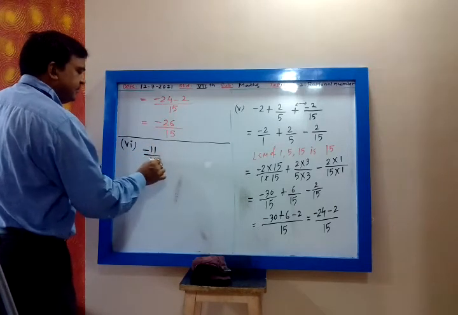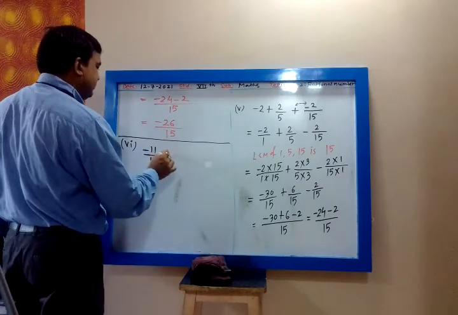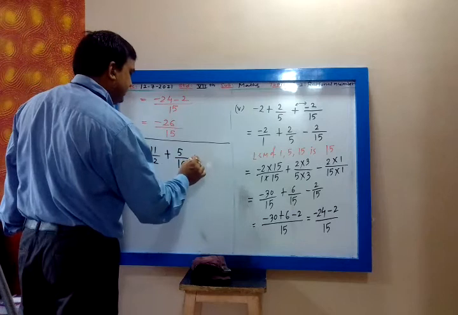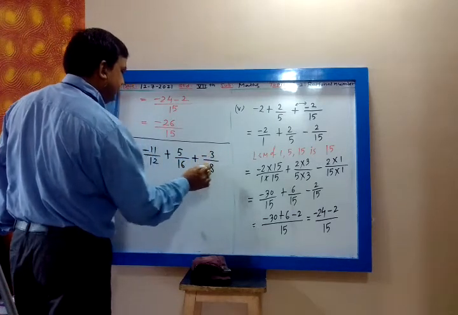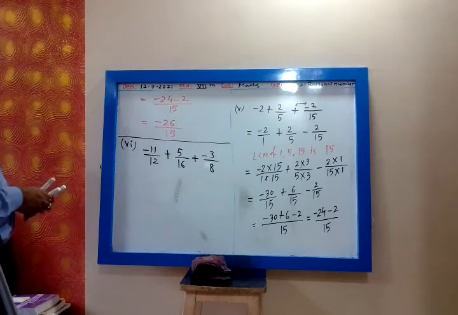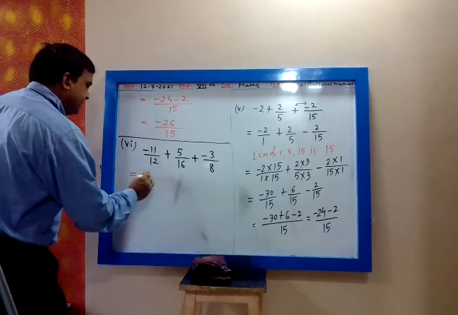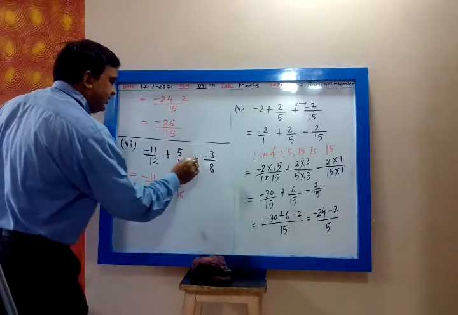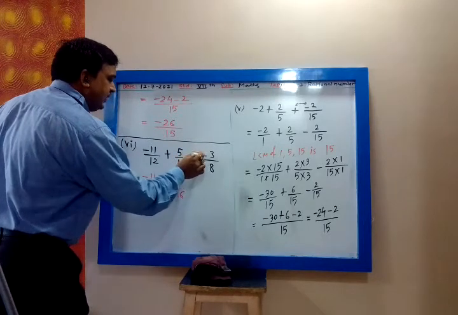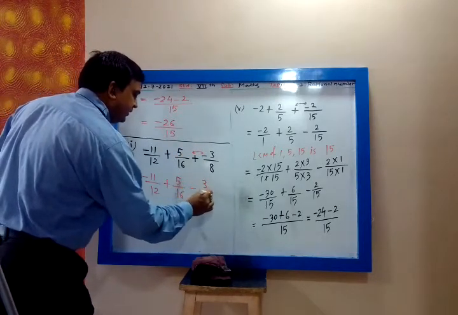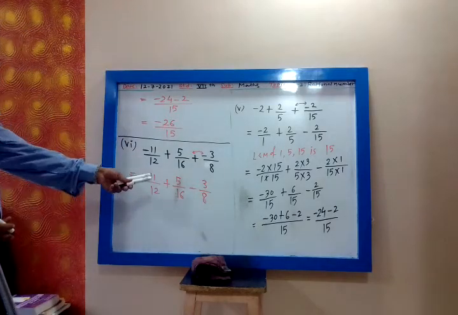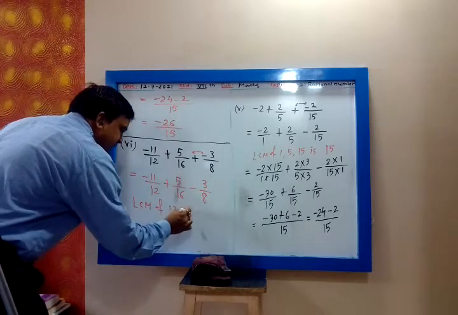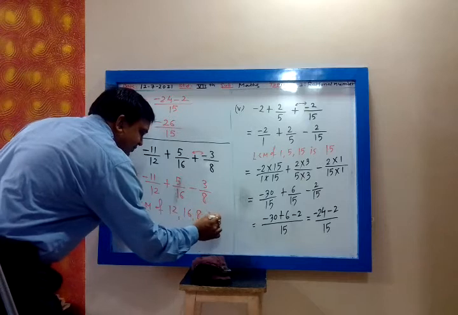Now minus 11 upon 12 plus 5 upon 16 plus minus 3 upon 8. Okay, so let us solve this. Minus 11 upon 12 plus 5 upon 16. Whenever two signs are together, you have to multiply the signs. Plus into minus is minus 3 upon 8. Now the denominators are not equal: 12, 16 and 8. So we find the LCM of the denominators. The LCM of 12, 16 and 8 is 48.